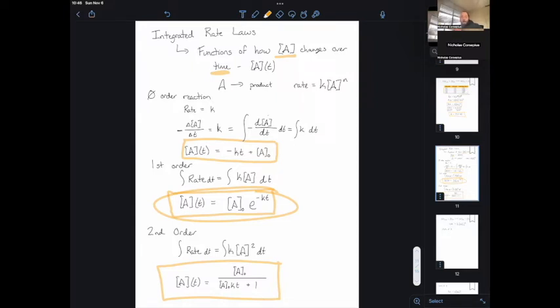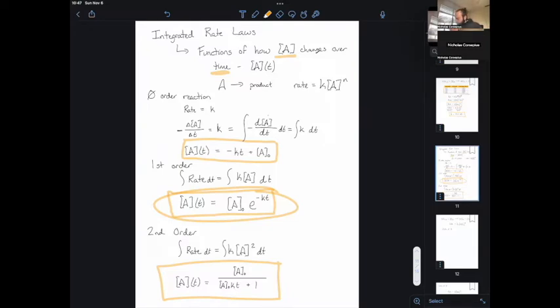Okay, and again, this isn't a calculus class, so these aren't things that you need to be able to do from a calculus standpoint. You will have these functions on your constants page, but you need to know when it's appropriate to use them versus, say, the rate equation.